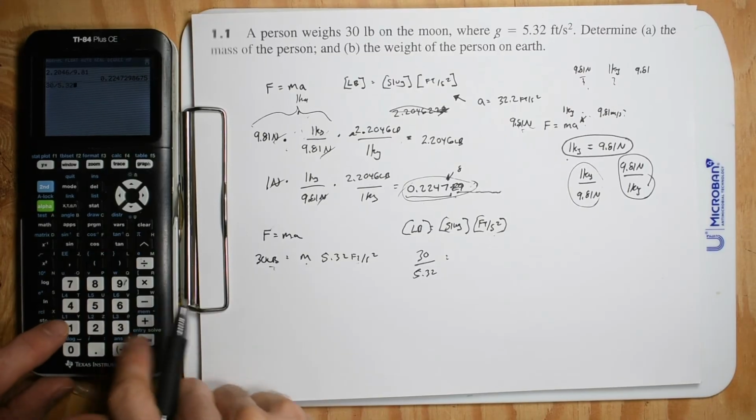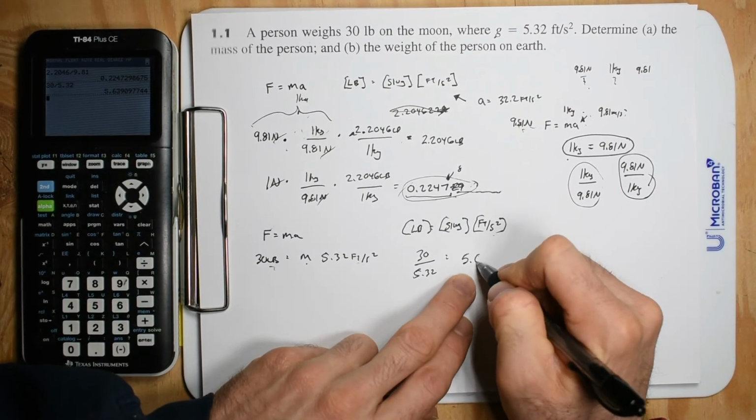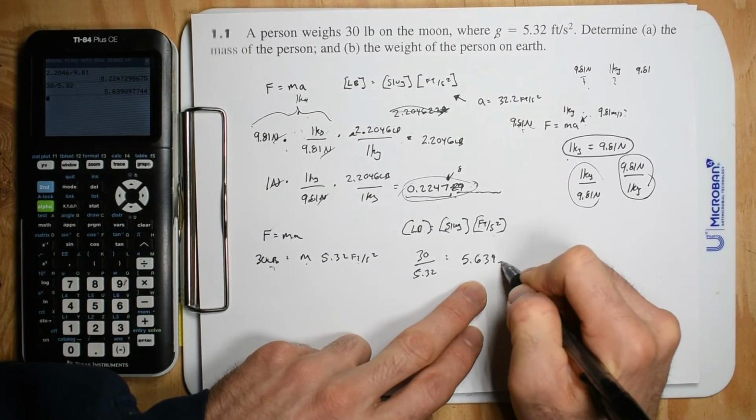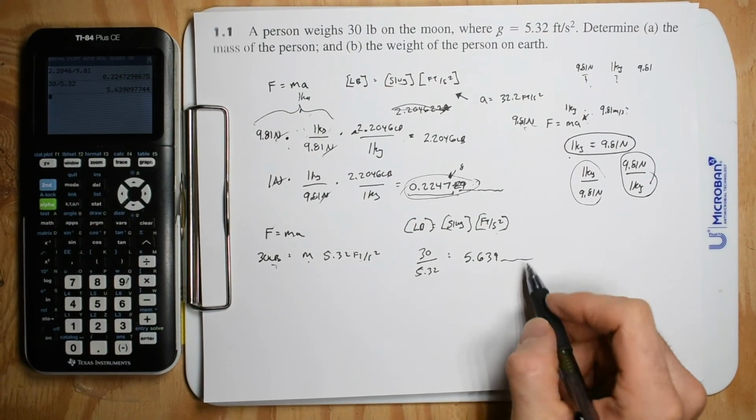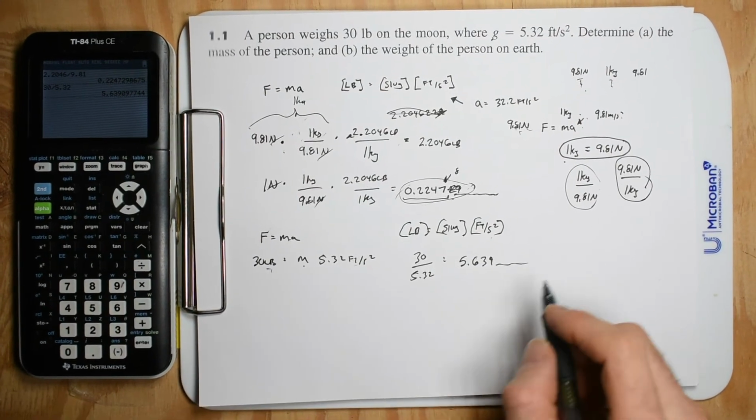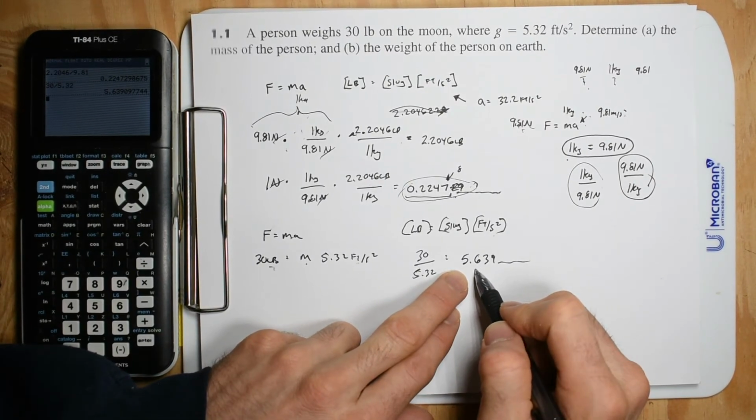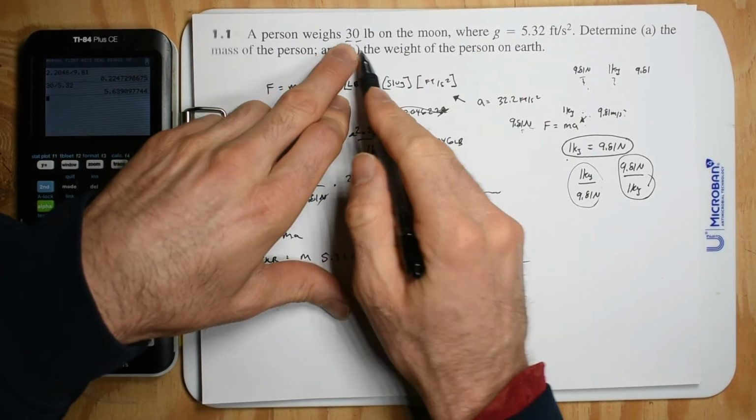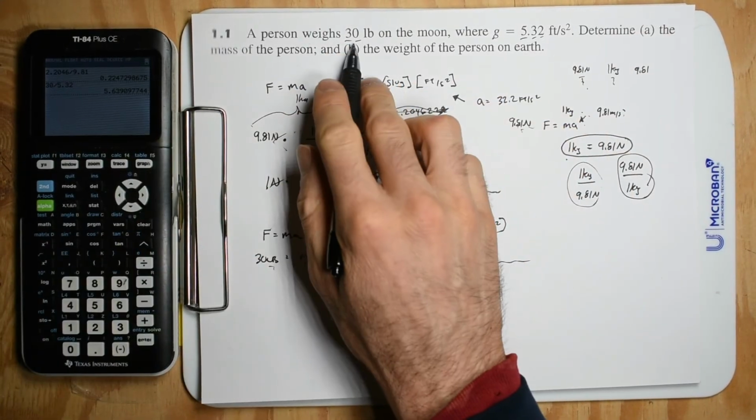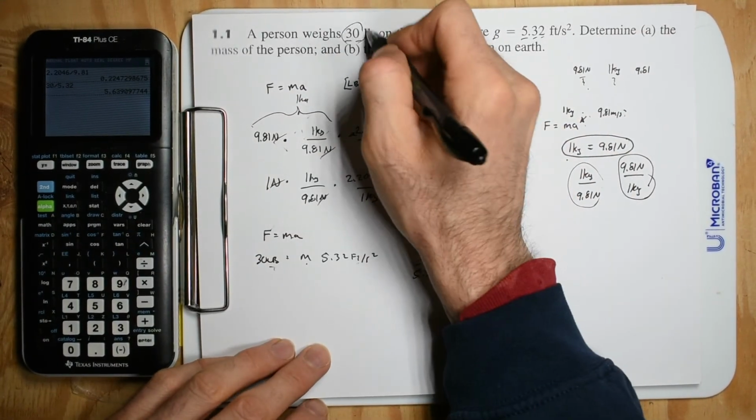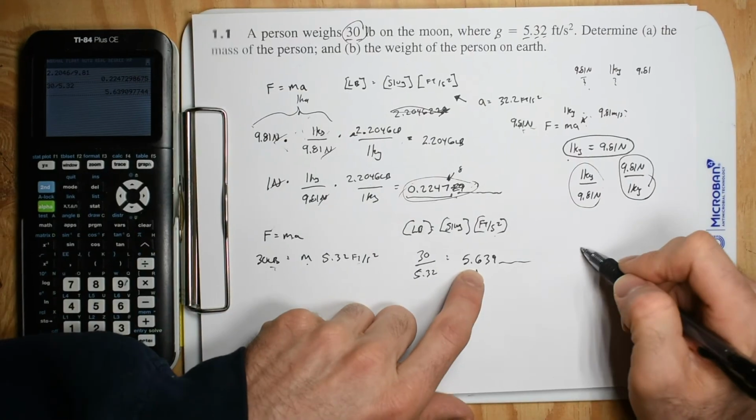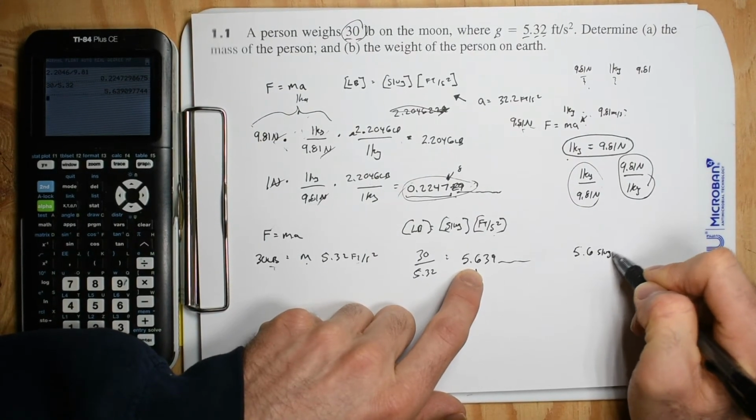30 divided by 5.32 is 5.639, whatever. It's 5.6 or 5.64 slugs. Okay, but now let's talk about significant figures. They only give you 2 digits there. They give you 3 over here, but you have to take the lesser. You know what I mean? So we can only use 2 digits in our answer. So we're going to go 5.6 slugs.